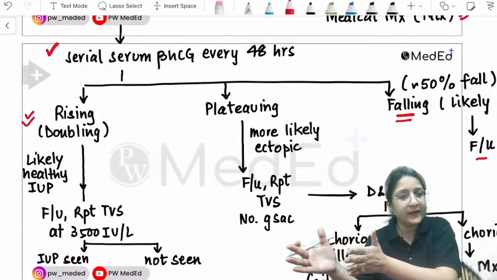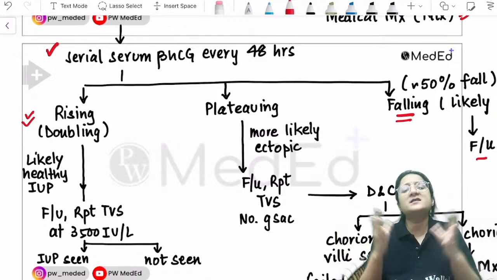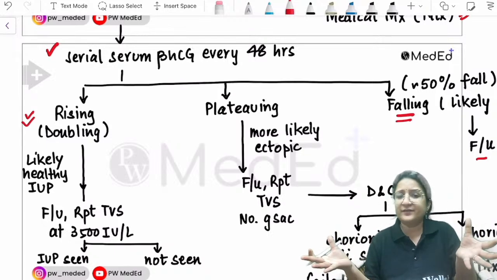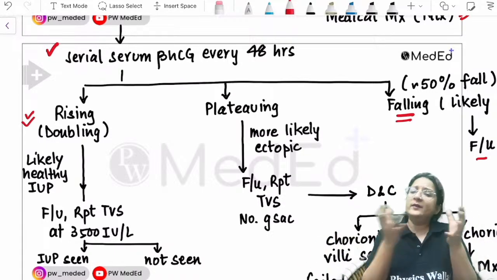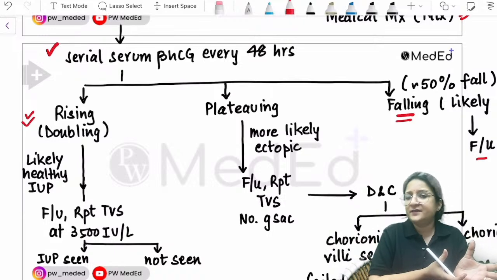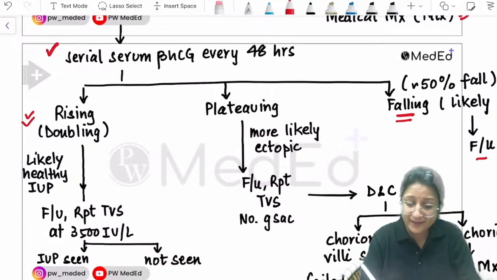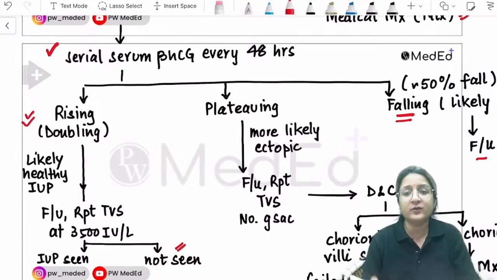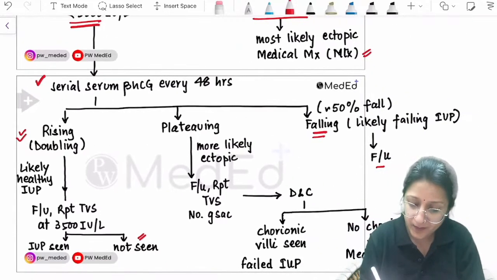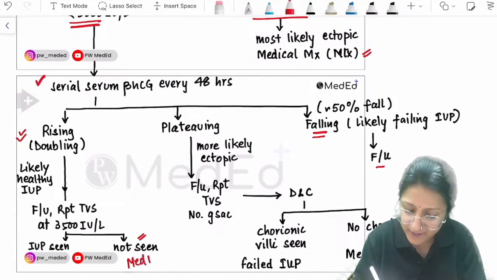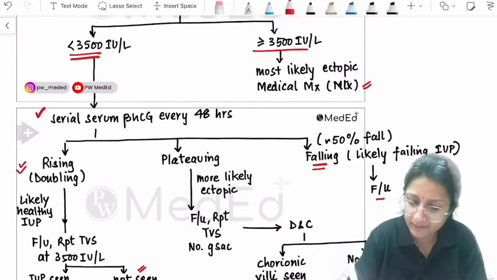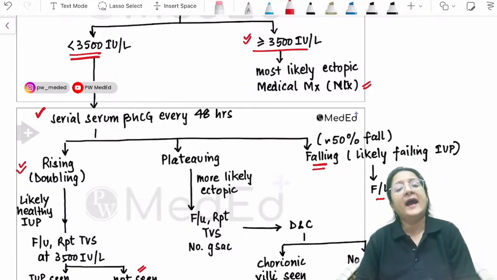We keep following up. We'll repeat a TVS once the levels are reaching 3500 international units per liter. We'll be able to see an intrauterine pregnancy if there is one. If by that time we are not able to see an intrauterine pregnancy, then it will go here. Then medical management as ectopic can be given. Just like here, it will go here.